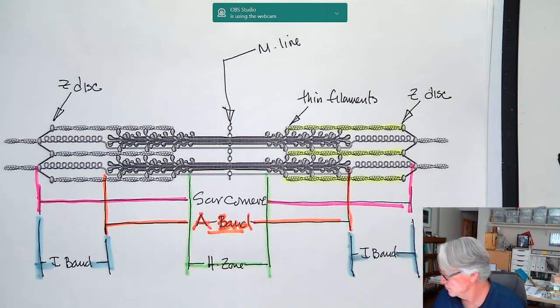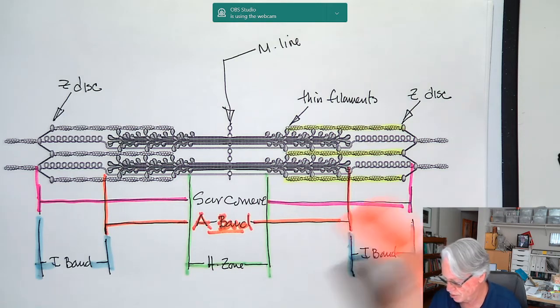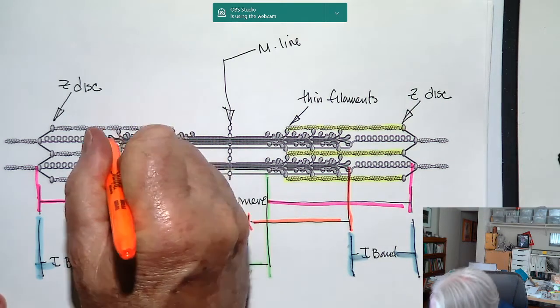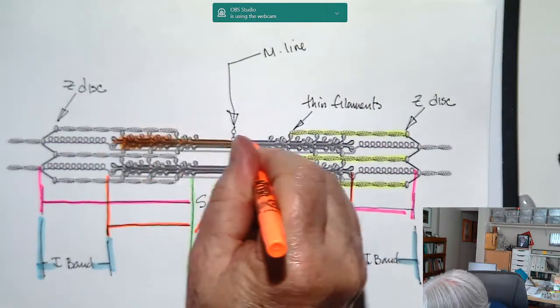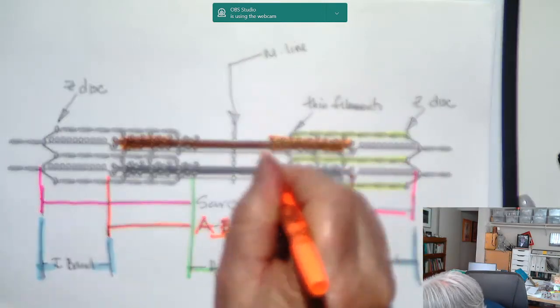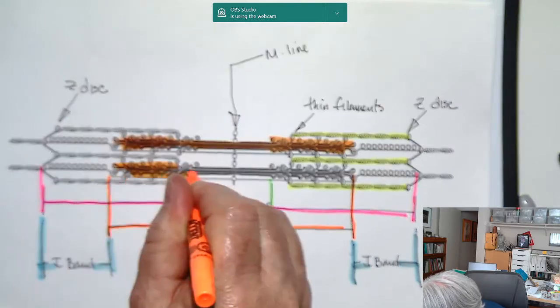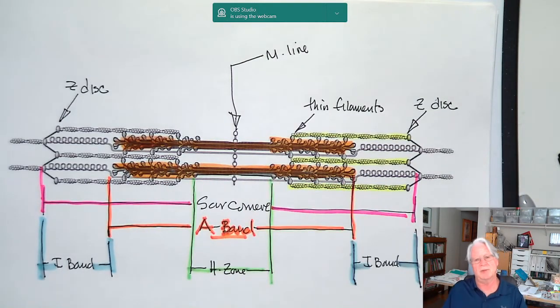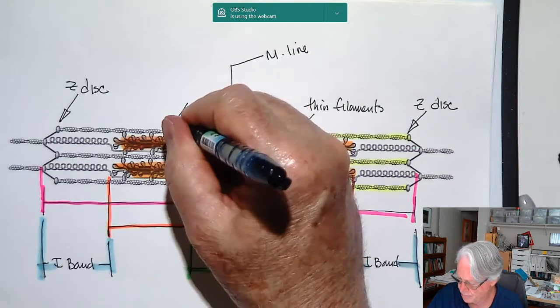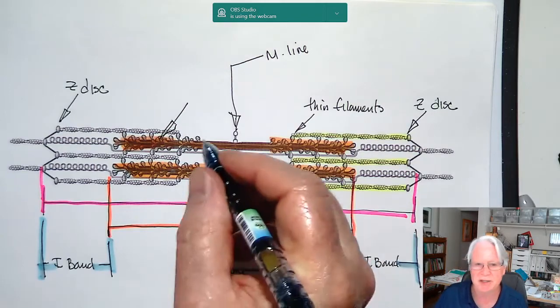And what color am I going to use now? Let's try orange. It's not very strong, is it? Let's see if this is any better. Okay. And that is my thick filament.